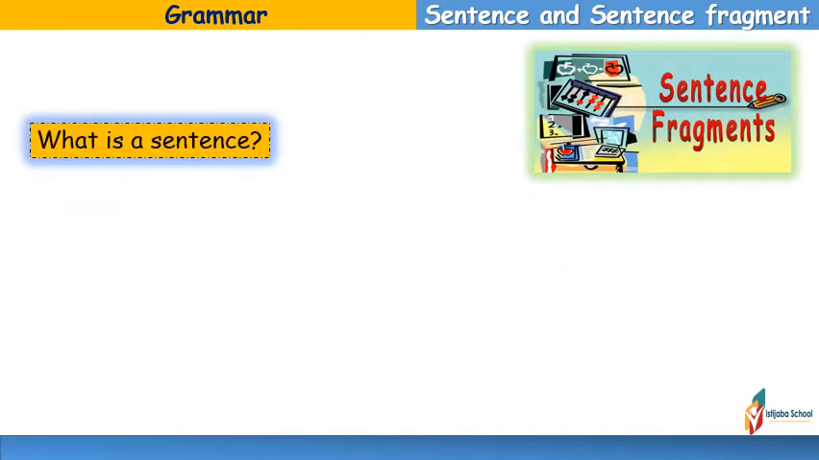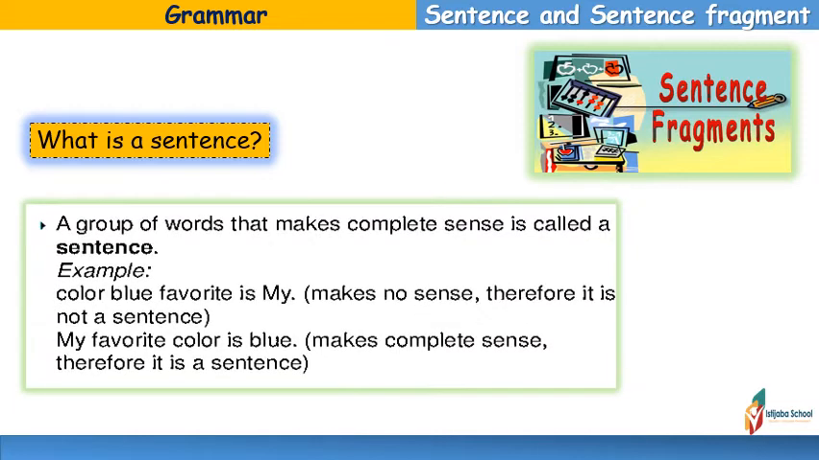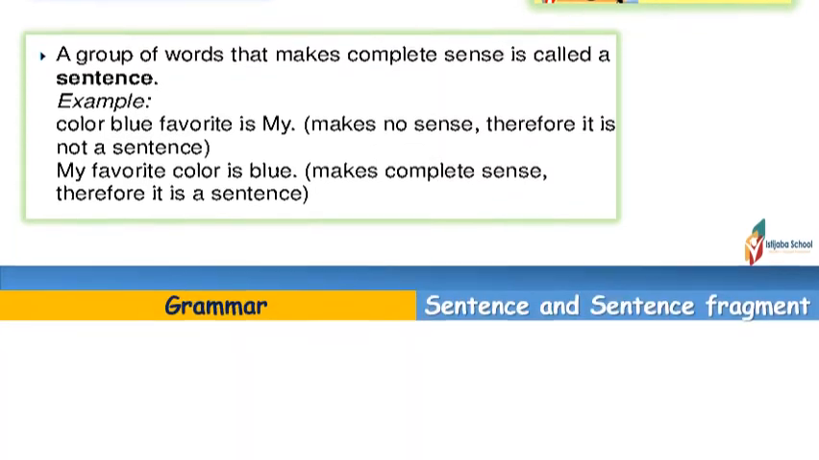What is a sentence? A group of words that makes complete sense is called a sentence. I'm gonna read the first example. Color, blue, favorite, is my. It makes no sense, therefore it is not a sentence. Now the second example, my favorite color is blue. It makes complete sense, therefore it is a sentence.